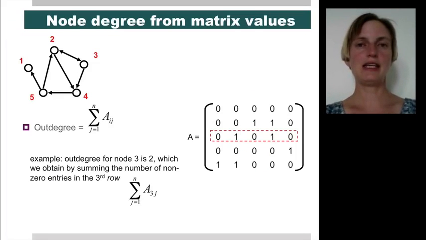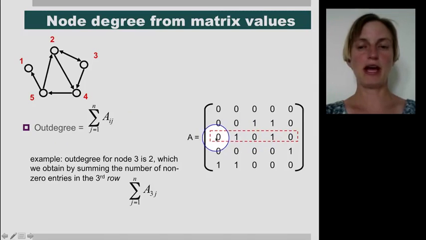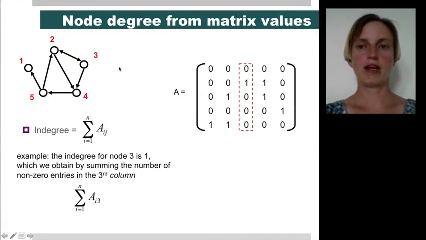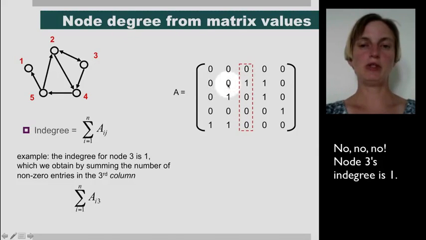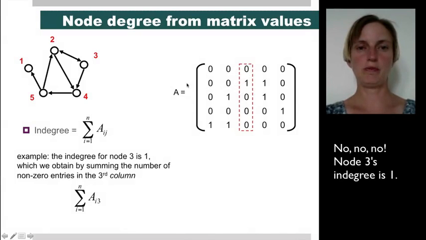We can calculate these values from the adjacency matrix. For out degree, we're just summing the non-zero entries in a given row. So here, the third row tells us that node number 3 has 2 outgoing edges. So its out degree is 2. On the other hand, from the column, by summing the non-zero entries, we find that 3 has 1 incoming edge, and that is from node number 2. So its in degree is 1.